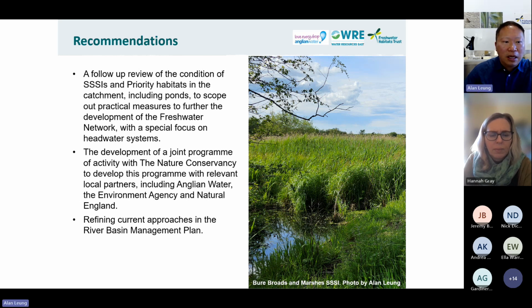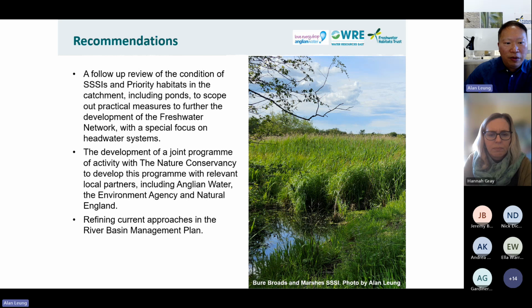And as Rob mentioned earlier, there are a lot of programs that TNC, together with Anglian Water and WRE, are very enthusiastic about in promoting nature-based solutions in this region. So obviously, it is a very good opportunity for people to work together.